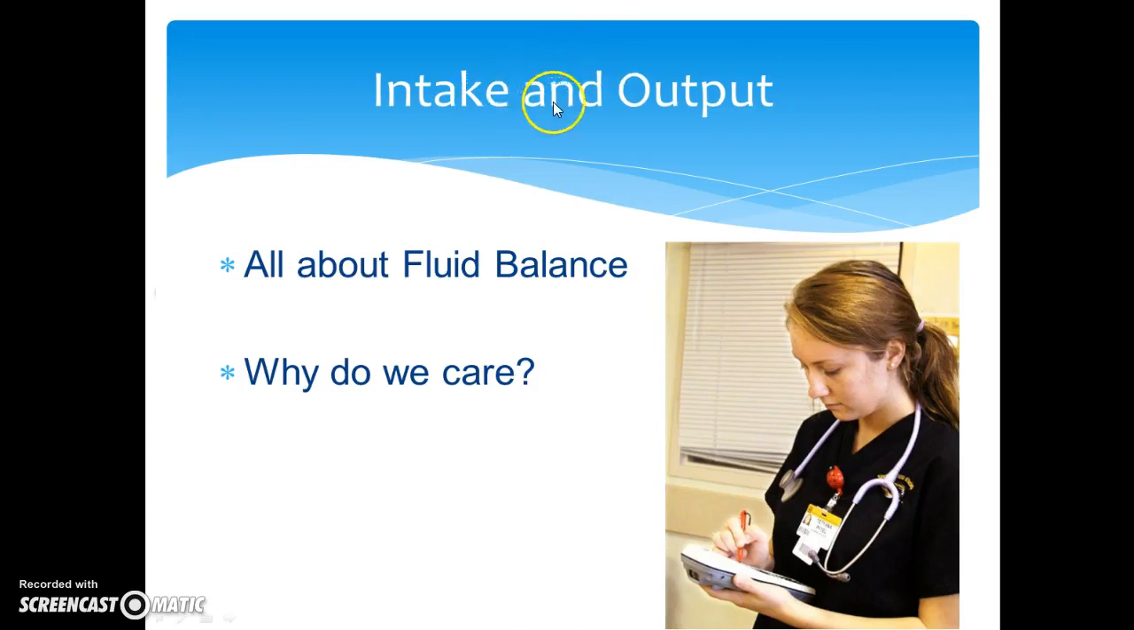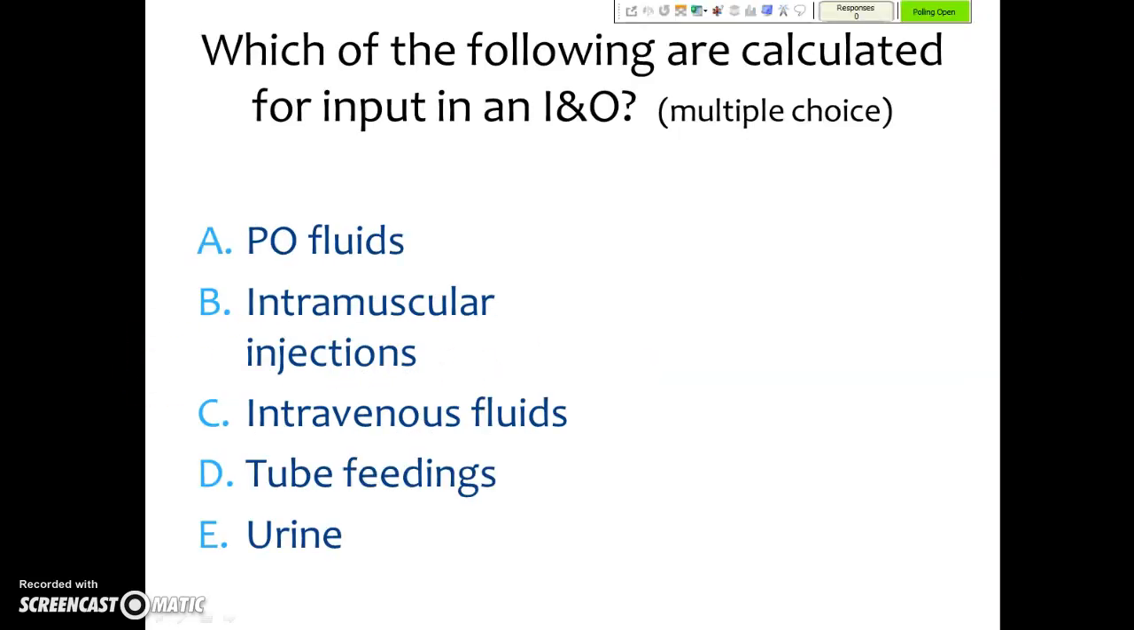You'll be doing an I and O in the lab, and it's all about fluid balance: how much goes into the body, and what comes out of the body. And I challenge you here, why do we care? What would be the implications? Why would we want to do an I and O? Why do we need to be specific at that? We'll talk about that in the lab too. Maybe you have some ideas that you can bring.